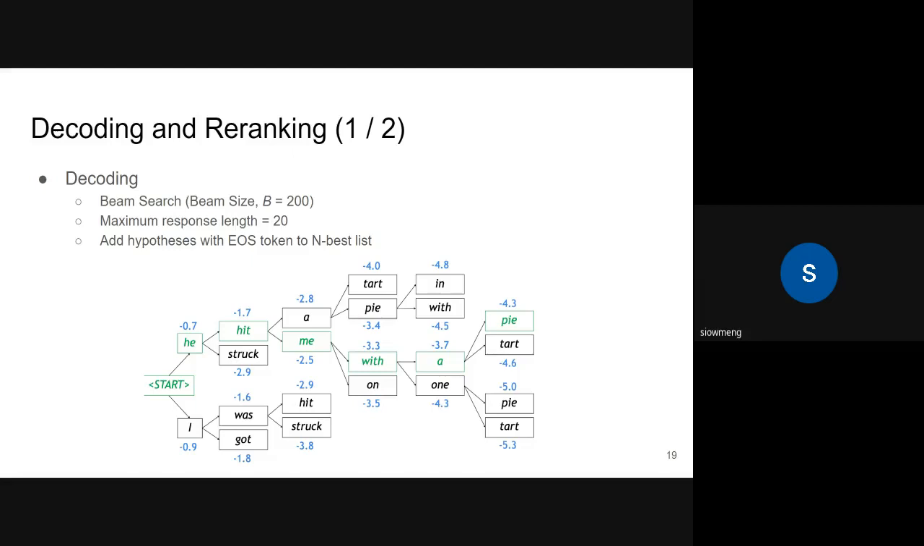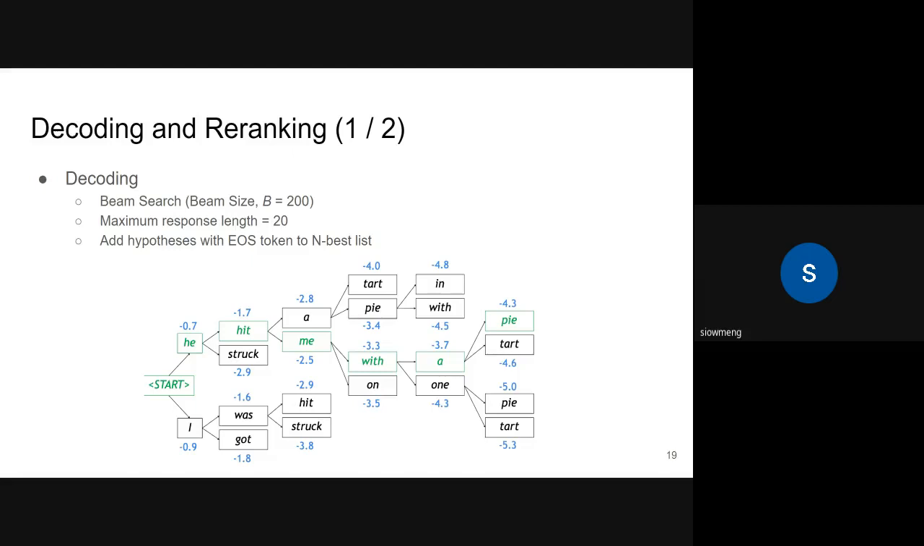When you have a start token and you're using a beam size of 2, you keep the top 2 most probable subsequences, in this case, he and I. Then for the next token, you expand them out to see which two subsequences are the most probable. In this case, "he hits" has a score of minus 1.7 and "I was" has a score of minus 1.6. These are the top two, so "he hits" and "I was" will be further expanded. So on and so forth until you get the EOS token. Okay, so this is how beam search is done. And the authors are proposing a beam size of 200.